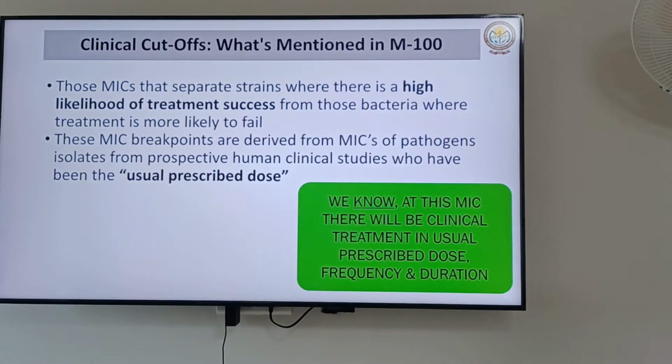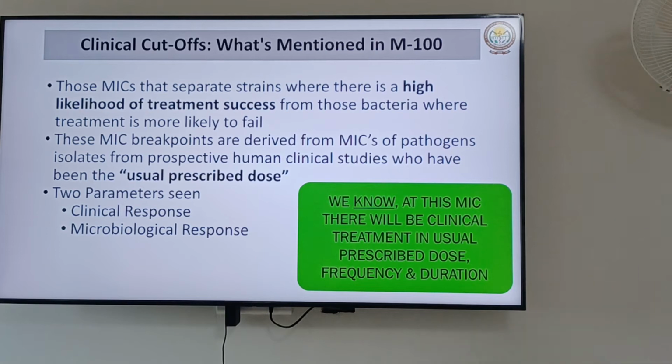Clinical cutoffs are basically the MICs that separate the strains where there is a high likelihood of treatment success from those bacteria where the treatment is most likely to fail. The clinical cutoffs are slightly higher than the epidemiological cutoffs, and they are derived from MICs of pathogen isolates from prospective human clinical studies where patients have been given the usual prescribed dose. For example, ampicillin is given as 500 mg TDS. So 500 mg TDS will produce a certain level of concentration in the blood. Against that, the MIC is calculated in vivo and in vitro. So what we are seeing in the clinical cutoffs is whether at this particular MIC there will be a clinical response or a microbiological response or not. Normally in these MIC ranges we will have a clinical response and the patient is likely to recover.